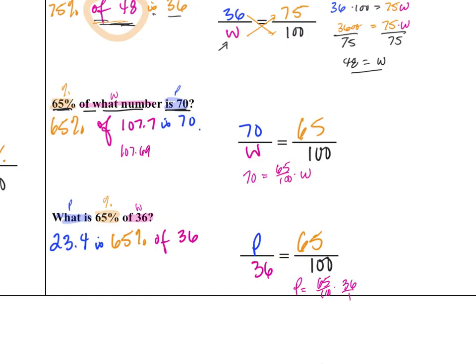Now, since I'm trying to find the whole, one of the things I showed in the video was that if I multiply both sides times the whole, then this is the whole over 1, so the w's would reduce, because w divided by w would be 1. That leaves me with 70 on this side equals 65 over 100 times w. My next step would be to simplify this.